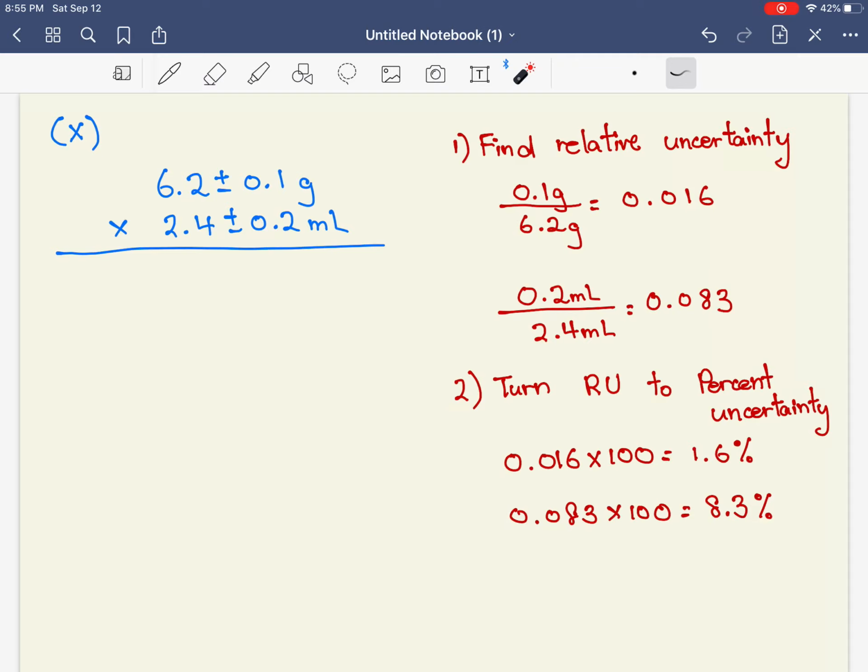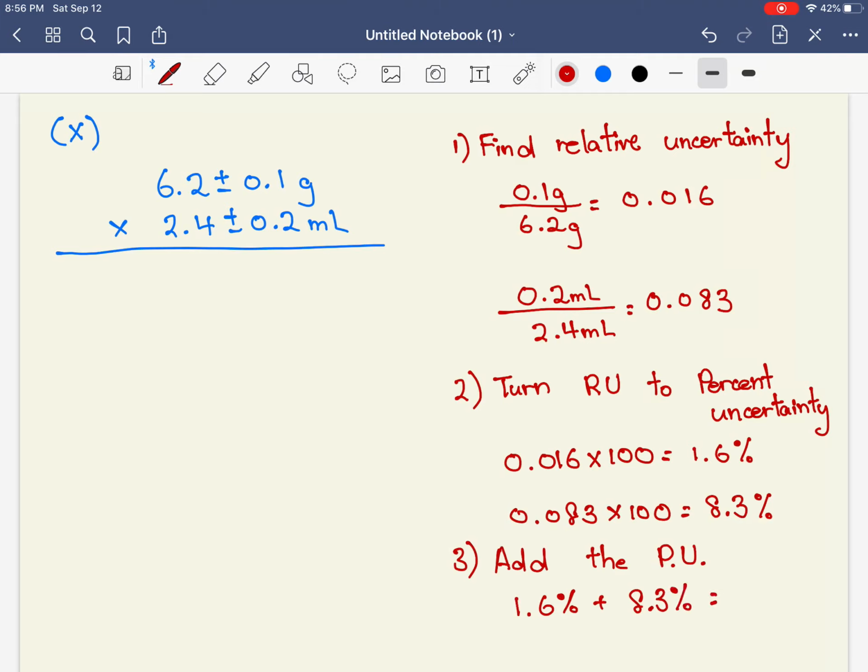All right, knowing that, let's do this question. So now that we have our percent uncertainty, what we want to do is add the percent uncertainty. Now, you can always add the relative uncertainty. In fact, it's probably easier to do so, but we're going to add the percent uncertainty. 1.6% plus 8.3% will give you 9.9%. Now that's important to note because we're going to use that later on.